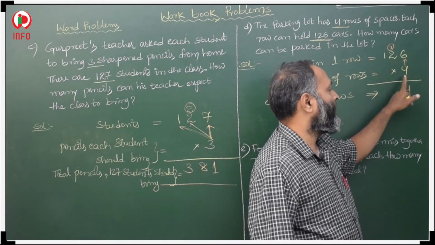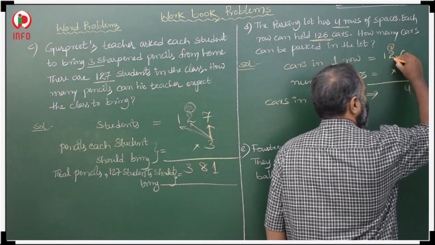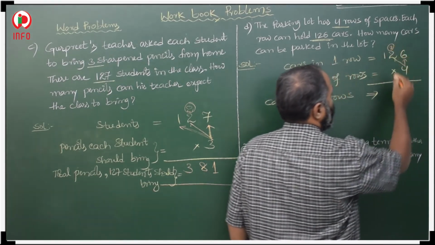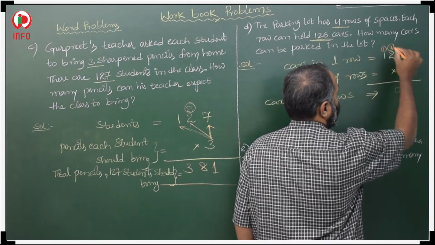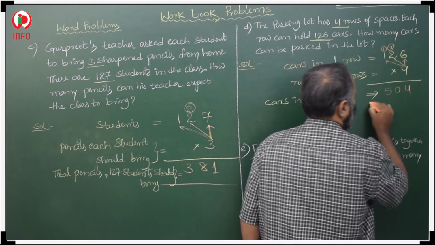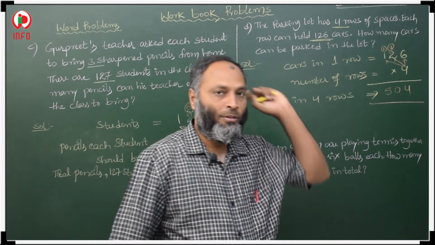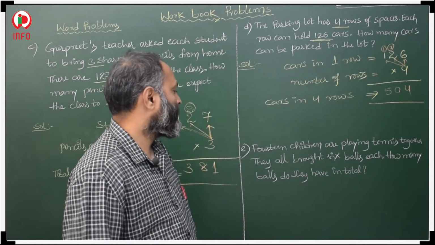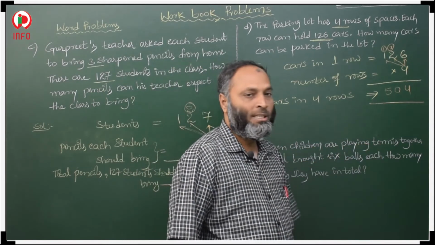4 sixes are 24, 4 ones and 2 tens. Then again 4 twos are 8, 8 plus 2 is 10, 10 means 0 tens and 1 hundred. 4 ones are 4, 4 plus 1 is 5. Total 504 cars were there. Okay. Now the next question: 14 children are playing tennis together.